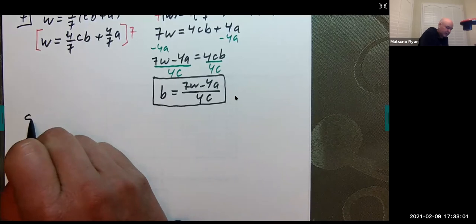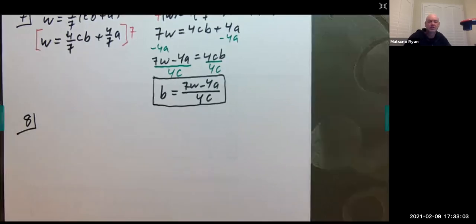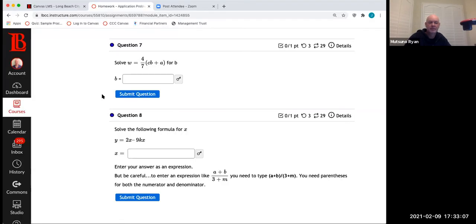And number 8, the last one. Here we are. So here's our equation. Once again, we're going to solve for x. Now this one's going to get a little tricky. Let me write it down for you.